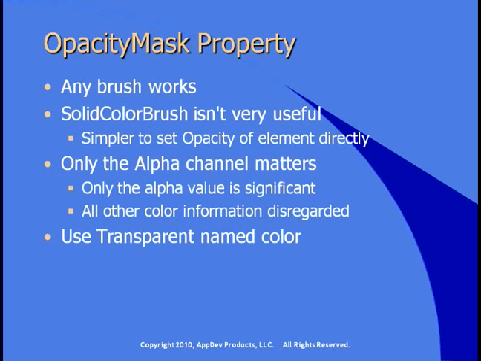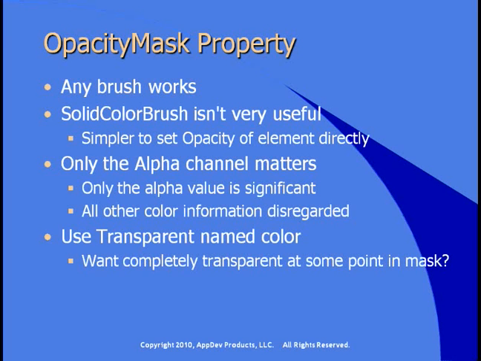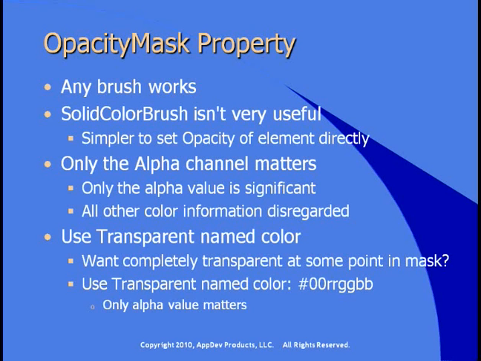You can also use the transparent named color as one endpoint of your opacity mask. Normally you set the opacity mask to be a gradient of some type, with transparent as one endpoint of that color. So you end up with completely transparent at one endpoint or another. You can use the transparent named color, which is defined as 00 and then something. I don't know what the something is, and it doesn't matter, because once you become transparent, the color is insignificant. And of course, with an opacity mask property, only the alpha value matters anyway. So let's look at an example which demonstrates using the opacity mask.